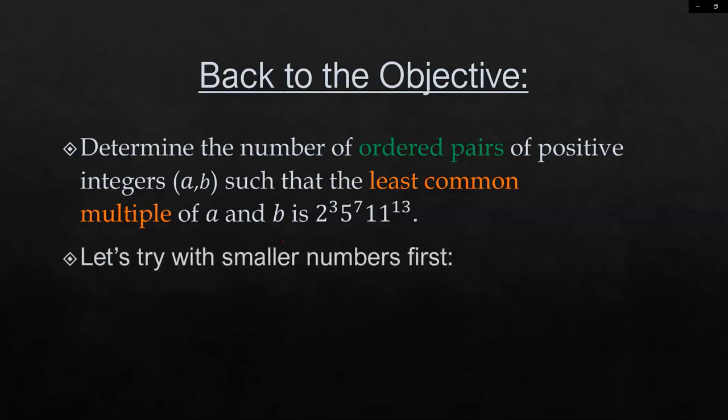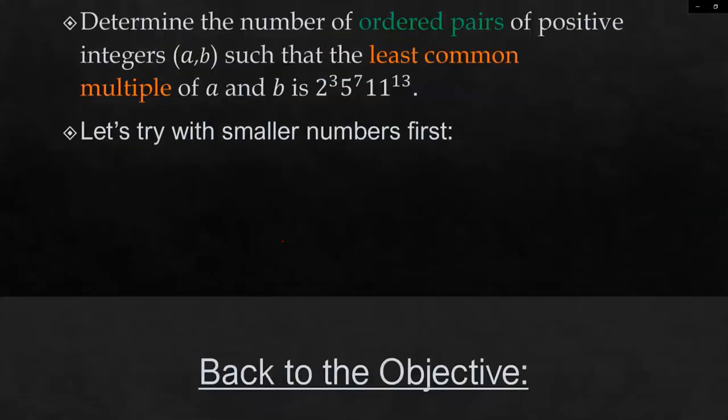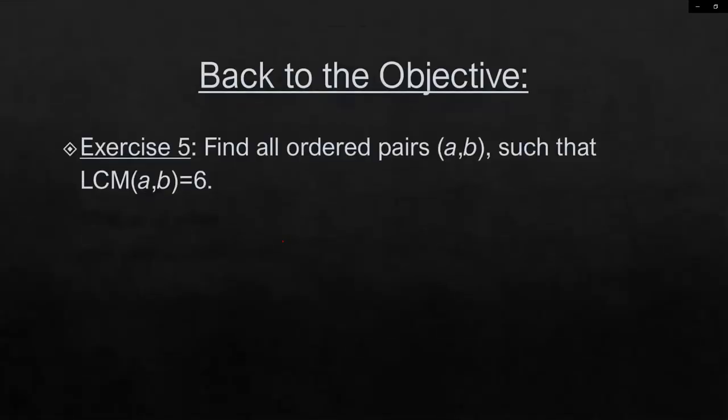But first, I want to try with smaller numbers. I want to show you what we're trying to find. Okay, first. So let's start with this exercise right here. We are looking for all the ordered pairs where the least common multiple between the two numbers is 6. So let's see if we can find some of them. Can you tell me pairs of numbers that have a least common multiple of 6 between them?